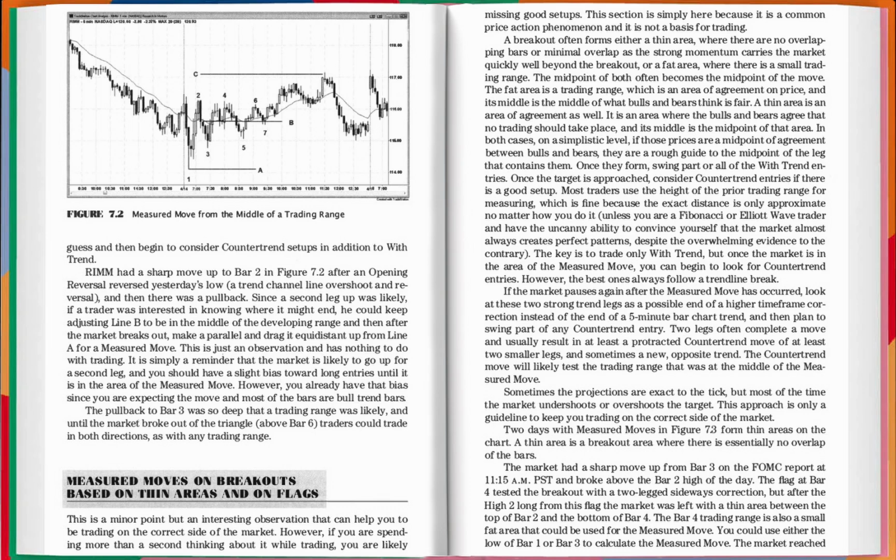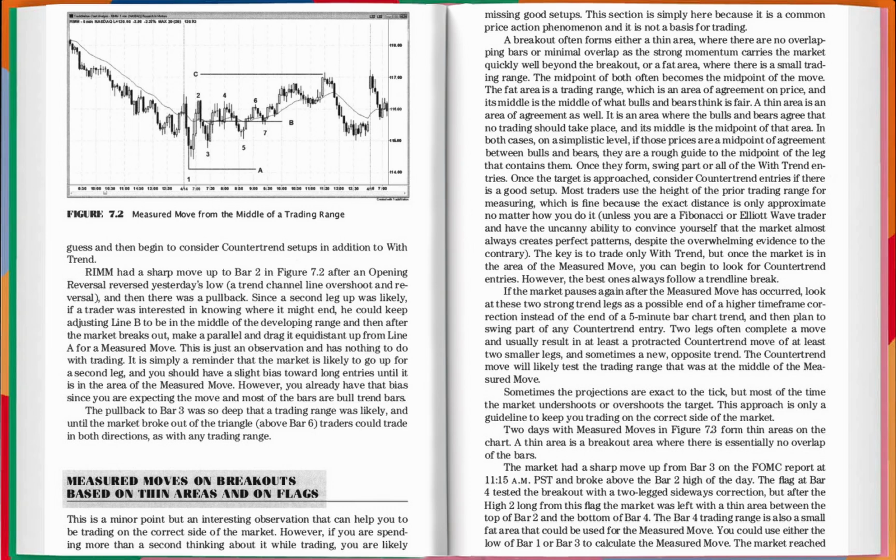A thin area is an area of agreement as well. It is an area where the bulls and bears agree that no trading should take place, and its middle is the midpoint of that area. In both cases, on a simplistic level, if those prices are a midpoint of agreement between bulls and bears, they are a rough guide to the midpoint of the leg that contains them. Once they form, swing part or all of the with-trend entries. Once the target is approached, consider countertrend entries if there is a good setup.